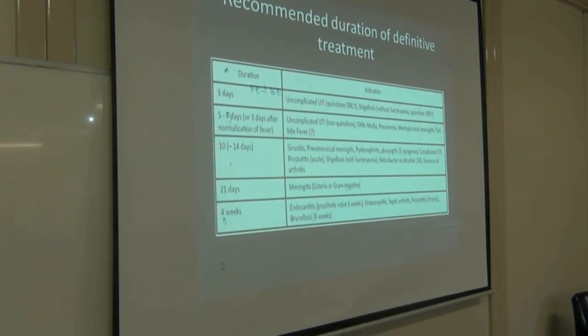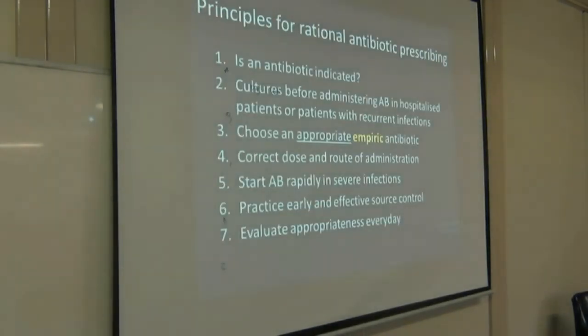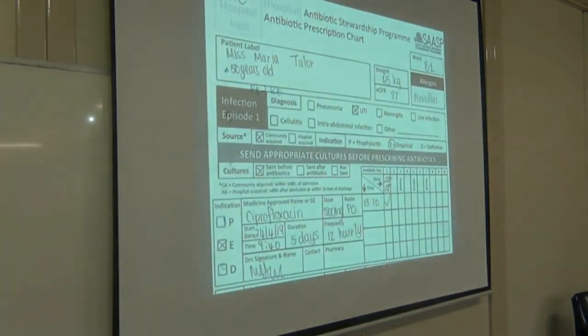10 to 14 days is only used for specific types of infections like sinusitis or a more serious type of infection. And in meningitis you can get longer durations. If you have a bone infection, you will probably be on antibiotics for a longer time. But your run-of-the-mill is usually 3 to 5 days duration. So that is the principles of rational antibiotic prescribing.